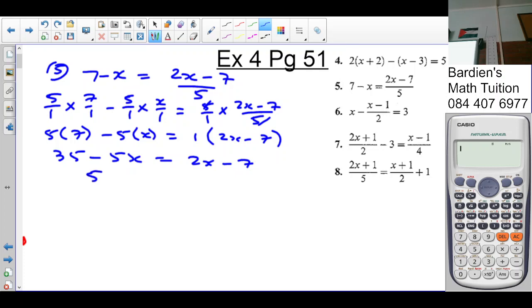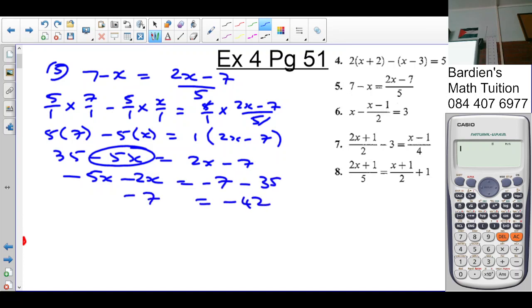Here's your mistake. Because that's negative 5x, you just wrote 5x. Okay? So negative 5x is equal to negative 7 minus 35, which is negative 42. Divide by negative 5 on both sides. x is equal to 6. Okay.